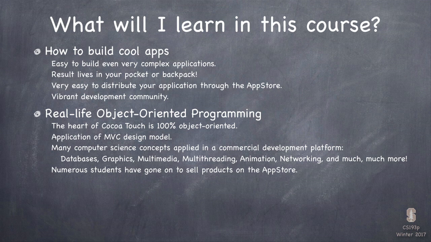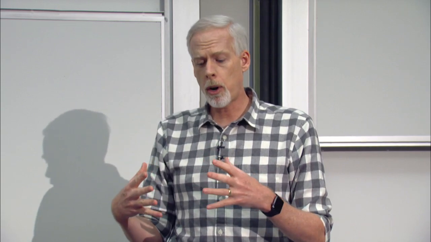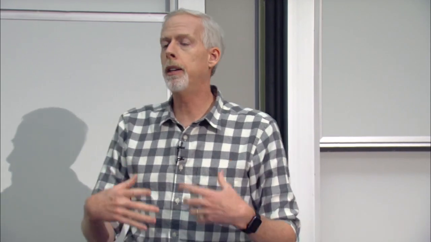And also, you're going to see today even, it's really easy to build pretty complex apps pretty quickly. So you get a lot of instant gratification from building iOS apps. For those of you in computer science, there's also this huge benefit. You're going to get to see a real-life object-oriented programming system. And not just object-oriented programming, but we're going to use databases in this class, and graphics, and multimedia, multi-threading, animation, networking, all these things. And you're going to see it in a real-world environment. You take a lot of classes on all these subjects, and sometimes you get a little disconnected from what this is like in the real world. Well, you're going to get to see it all in action here.